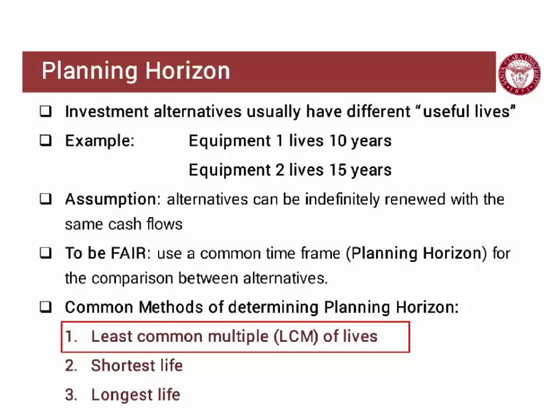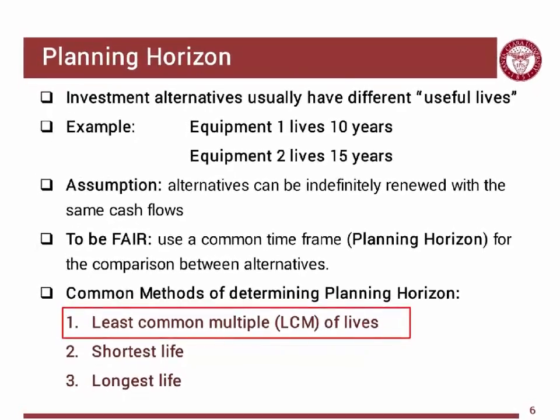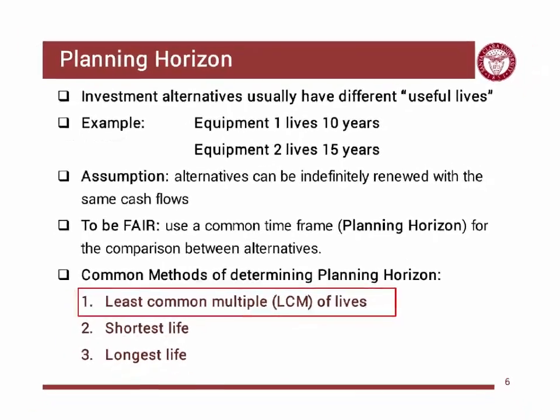There are different ways to do this. The first method is using the least common multiple of lives, which we will use. The second alternative is the shortest life. The third one is the longest life. From their names, you can get a sense of what they mean. But we'll introduce here the least common multiple of lives.